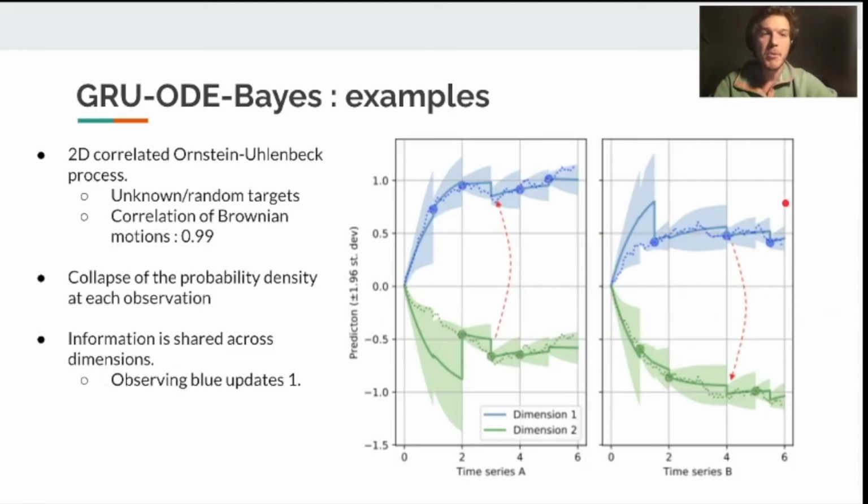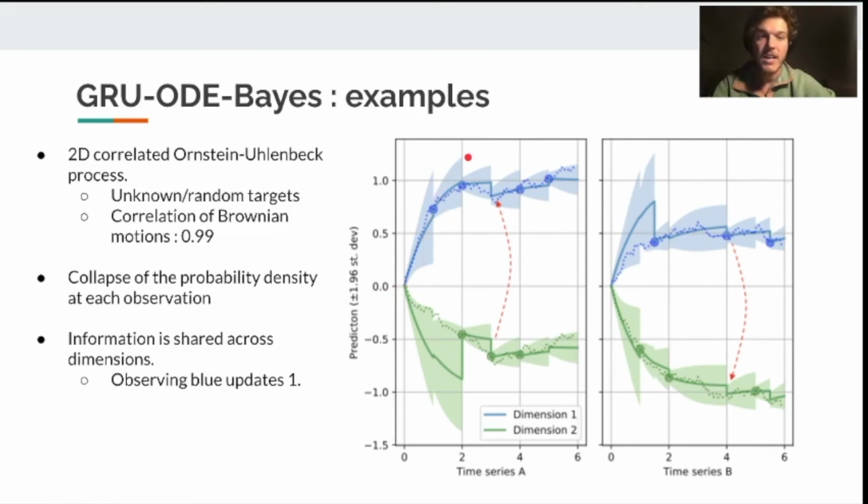So let's now show some examples of trained models on a two-dimensional correlated Ornstein-Uhlenbeck process. So we have here two dimensions, a blue one and a green one. And this Ornstein-Uhlenbeck process will have random targets, and the Brownian motions in both of the processes are correlated. Here the dots represent the available points, while the solid lines are the means of the predictions of the model, and the shaded areas represent the standard deviations of the prediction. So initially you see that with no observations, the uncertainties get pretty large pretty fast. Because there is no information at all to condition on, it models the distribution of the whole data set.